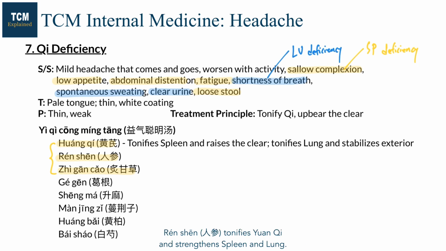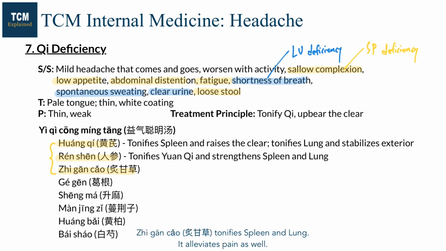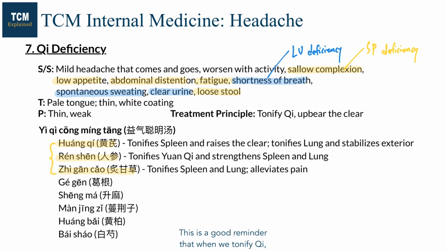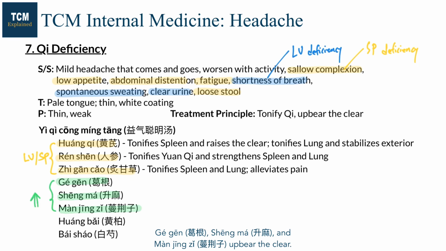人参 tonifies yuan qi and strengthens spleen and lung. 炙甘草 tonifies spleen and lung. It alleviates pain as well. This is a good reminder that when we tonify qi, we are trying to augment the functions of the lung and spleen. 葛根, shengma, and manjingzi upbear the clear.